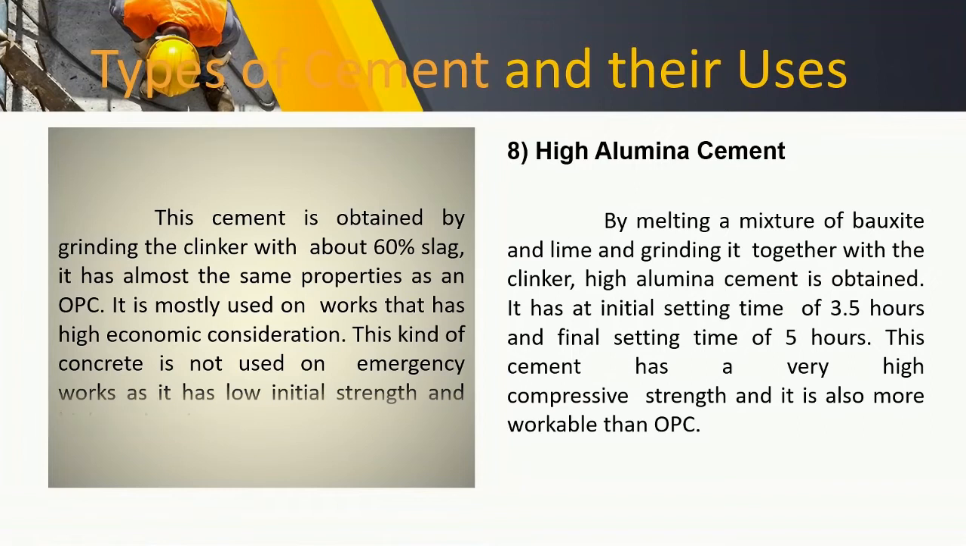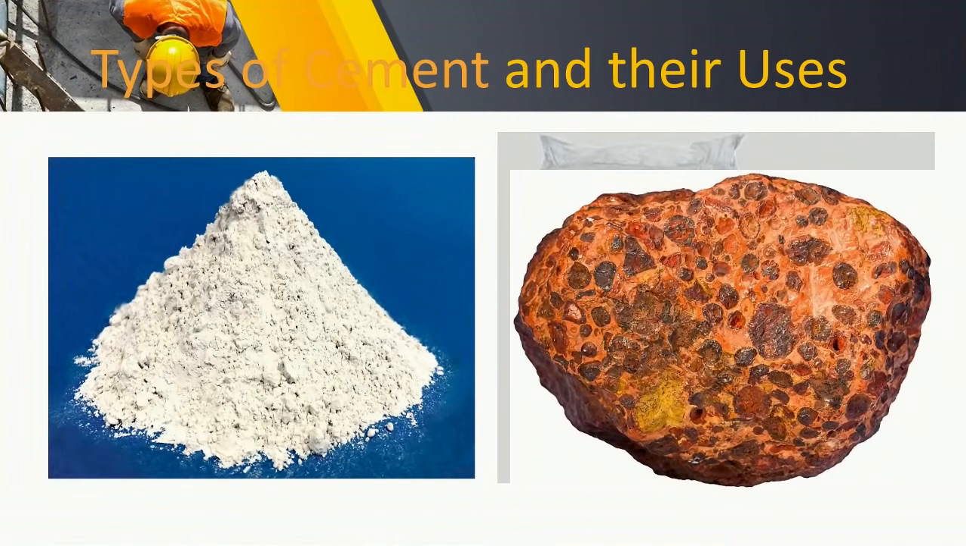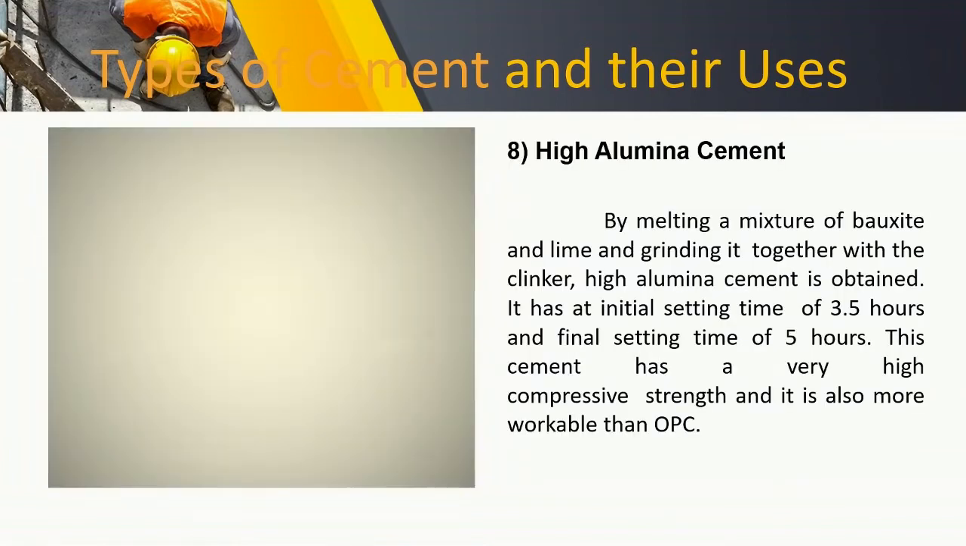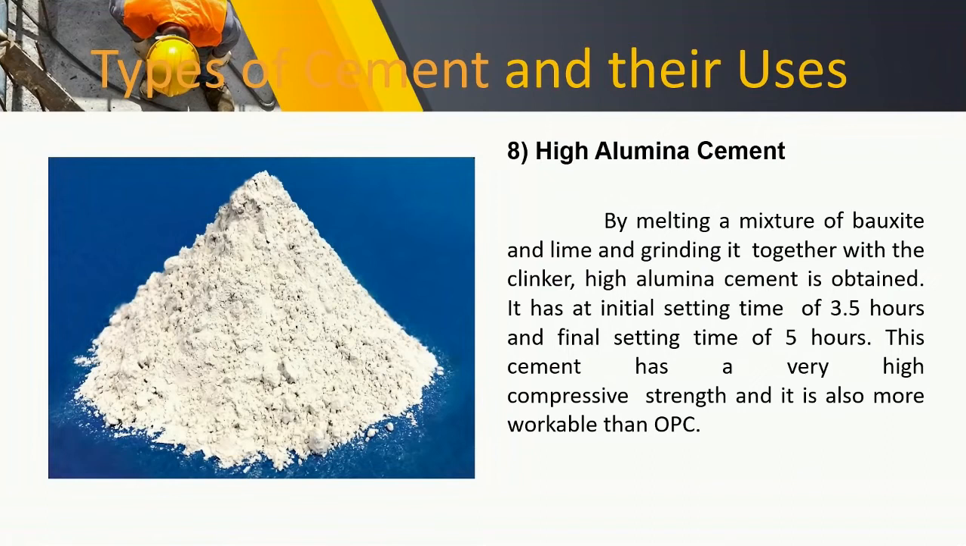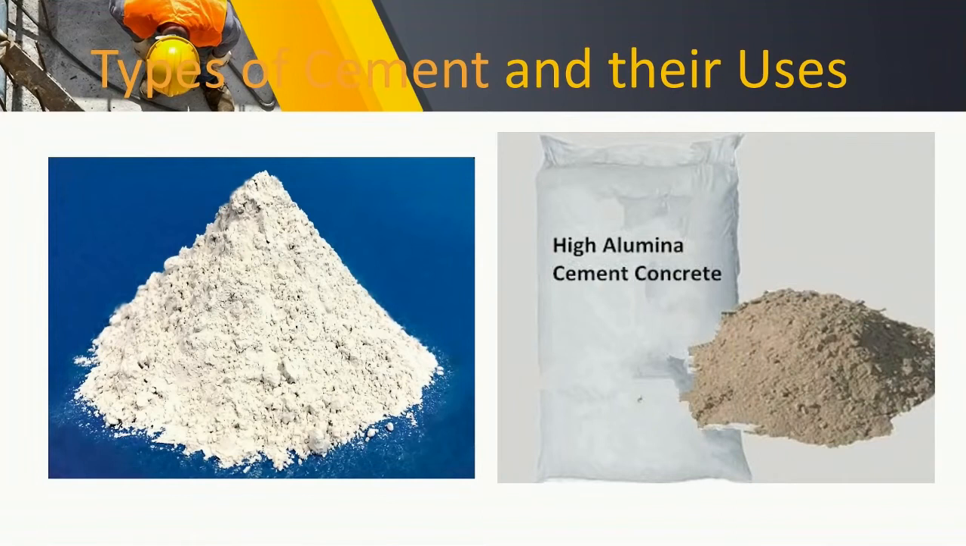Number 8. High alumina cement. By melting a mixture of bauxite and lime and grinding it together with the clinker, high alumina cement is obtained. So, yung bauxite is ganito yung itsura niya. Ayan. So, due to the property of rapid hardening and strength, it is widely used in marine construction and sewer infrastructure. High alumina cement is also used in refractory concretes where it requires more strength at very high temperature. As the heat required for producing this cement is high, its manufacturing cost is also high.